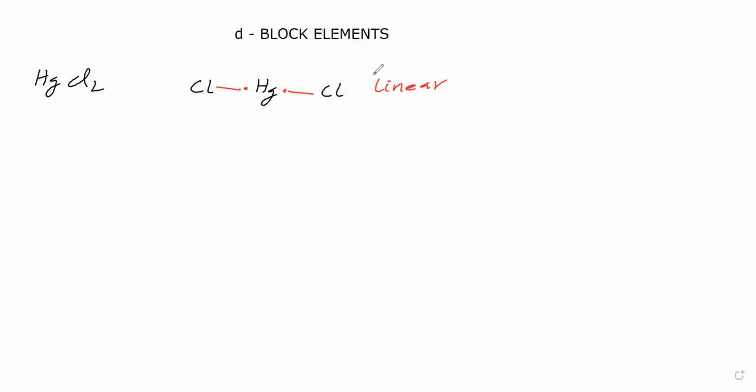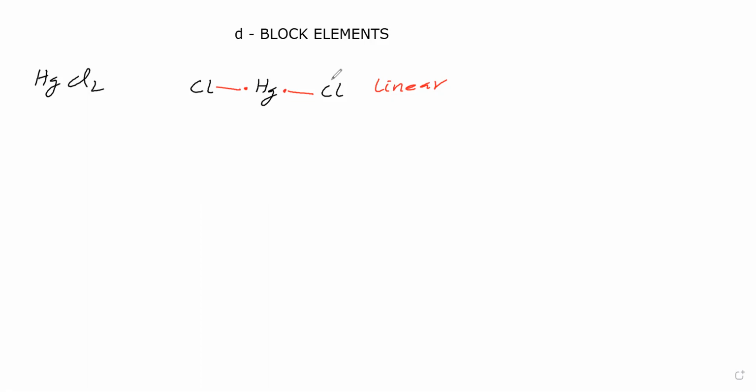Now, this mercury chloride HgCl2 is corrosive sublimate. It is corrosive. It is poisonous. It is a sublimate, that means on heating the solid directly converts into vapor. Therefore, we are saying that it is corrosive sublimate.